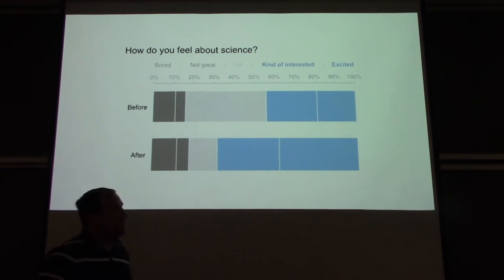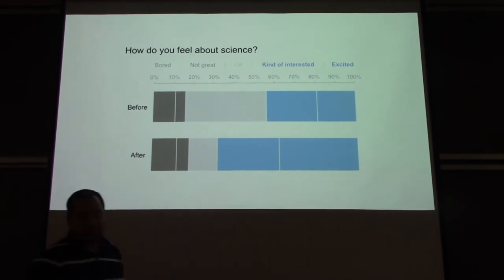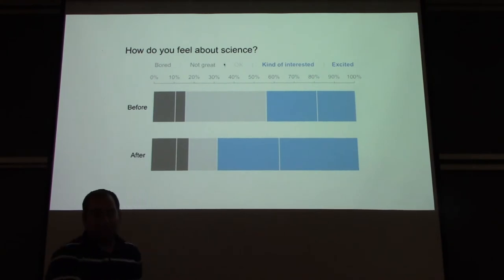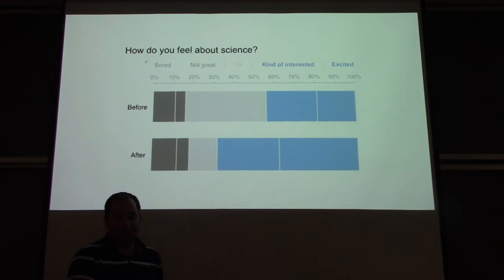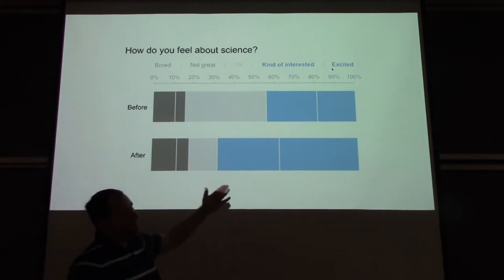So we have essentially two different categories, before and after, and then we have these five categories here, and on top of these five categories, the designer here has also created a bored or not great group, a kind of interested and excited group. And so he lets us make these comparisons very explicitly.